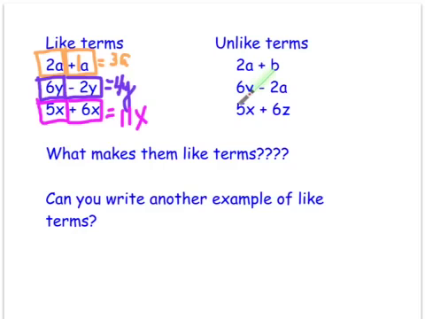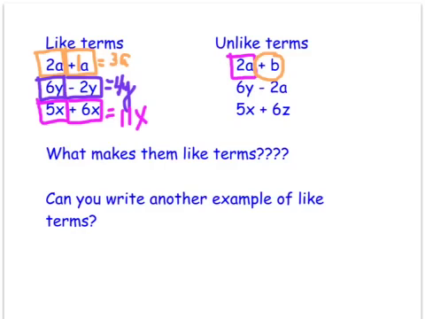Okay, now let's look over here. 2a and b. Well, these are unlike terms, unlike because of this variable. So I'm going to put a box around this 2a. Can I put the same color box? No way. I'm going to put a circle around here. So I have a pink box and an orange circle because they are unlike, so I can't combine them.